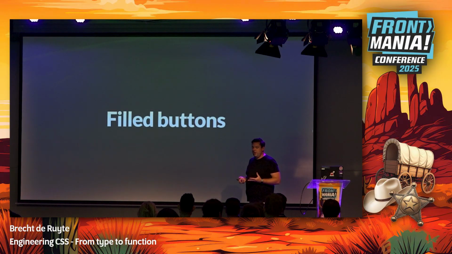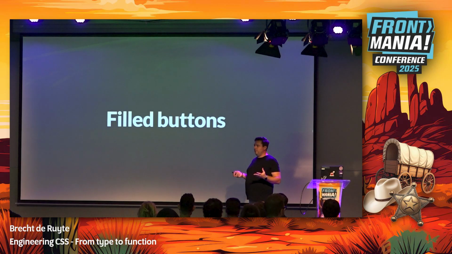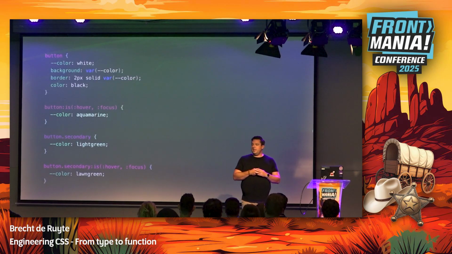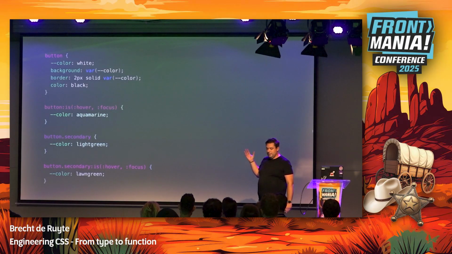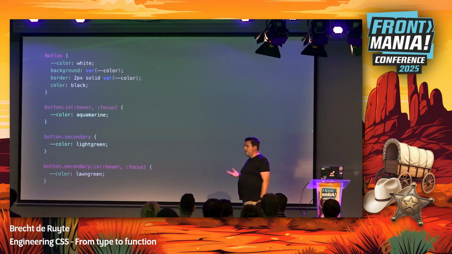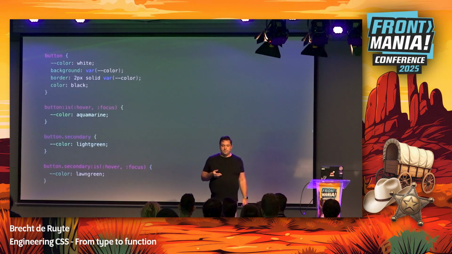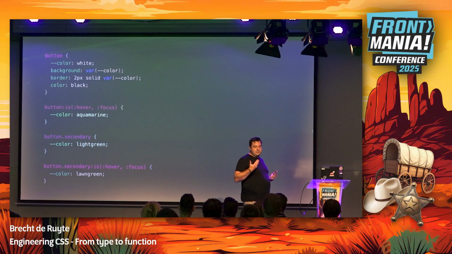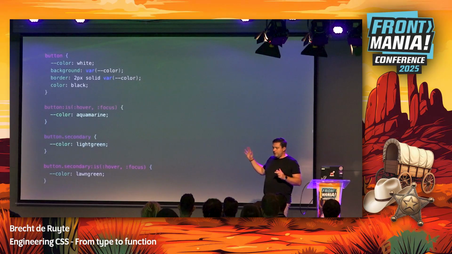Same with focus. So let's recreate those filled buttons in a very simple and elegant way. What I would do, I would set a custom property scope to my button, such as color, and I will give that the color white. Then I'll have a background and a border that will read that custom property as white. Now, my buttons have just the color black. This makes it easy. Simple demo, of course.